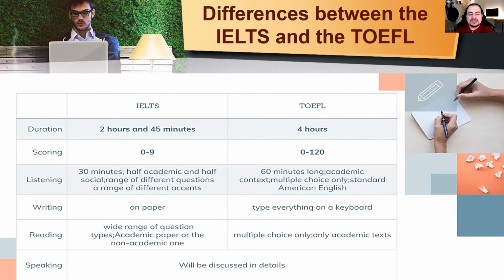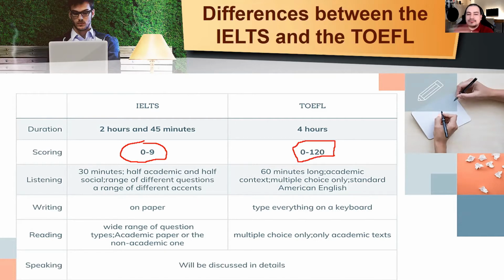Now let's talk about the differences between the IELTS and the TOEFL, okay? So what you should know is that the IELTS is actually shorter than the TOEFL. The TOEFL is 4 hours long, while the IELTS is 2 hours and 40 minutes long, okay? So for people that don't like staying still for a long time in an exam, then you are in good luck, okay? So you should take the IELTS. Otherwise, if you are the kind of person who doesn't mind spending 4 hours in a test, probably the TOEFL will be for you, okay? Regarding the scoring, as we said before, the IELTS has a score span from 0 to 9, and the TOEFL has a score from 0 to 120.